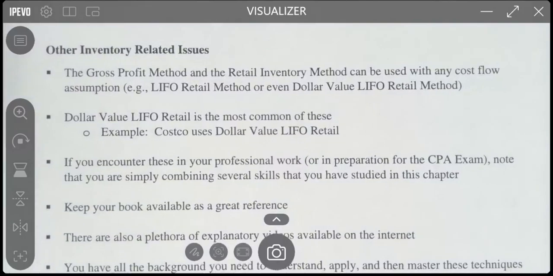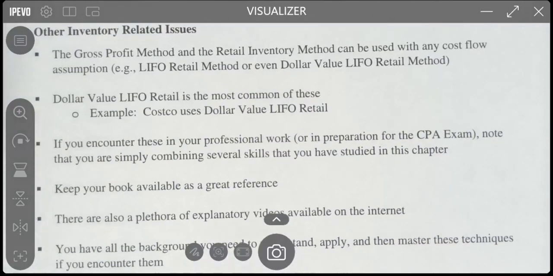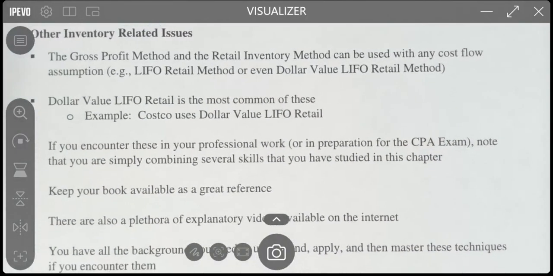For now, let me just say a couple things about other issues related to this topic. The gross profit and the retail inventory method can be used with any cost flow assumption, LIFO retail method, or even dollar value LIFO retail method. Dollar value LIFO retail is the most common of these. For example, if you research it, you'll see that Costco uses dollar value LIFO retail.